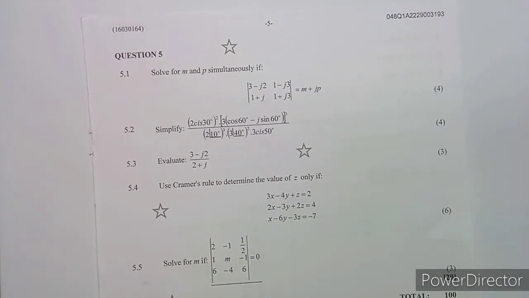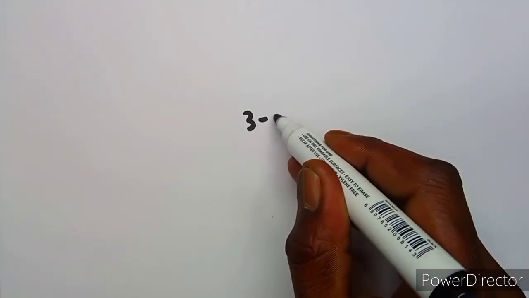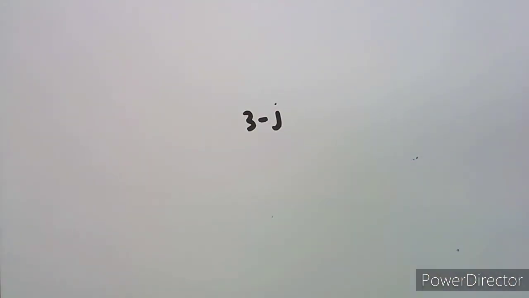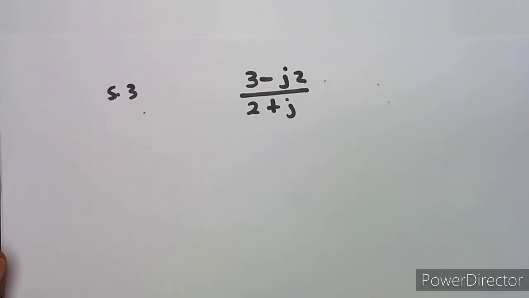Then we have 5.3, where we need to evaluate 3 minus j2 over 2 plus j. Actually, I don't want to confuse this. Okay, so according to this, what can we actually do? Because here the question is just evaluate.